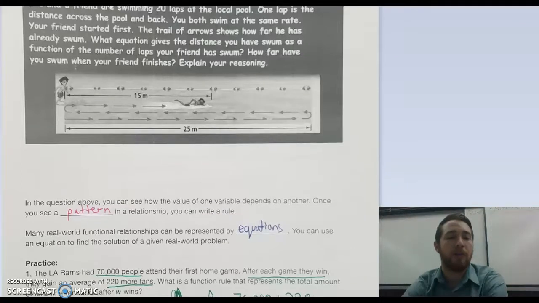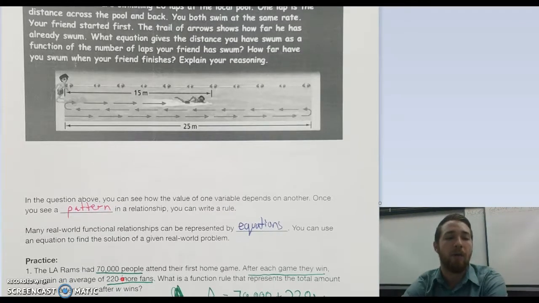So some of our questions will be like this, where we're writing our equation based on the word problem. So first example, the LA Rams had 70,000 people attend their first home game. After each game they win, they gain an average of 220 more fans. So we want to write a function rule that represents the total amount of fans in attendance after W wins. So again, depending on how many games they win, they could gain more and more fans.